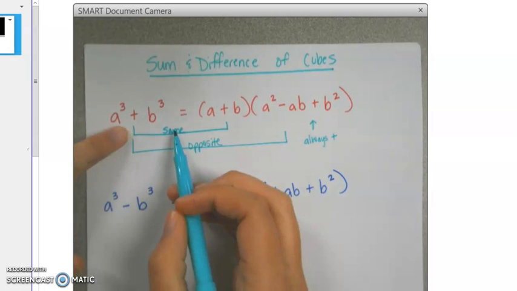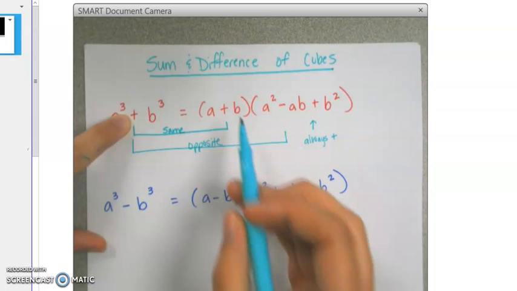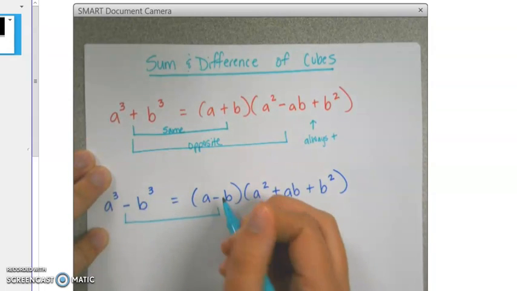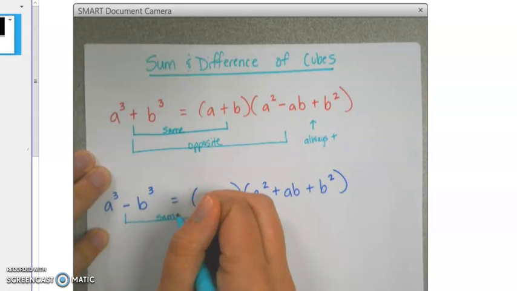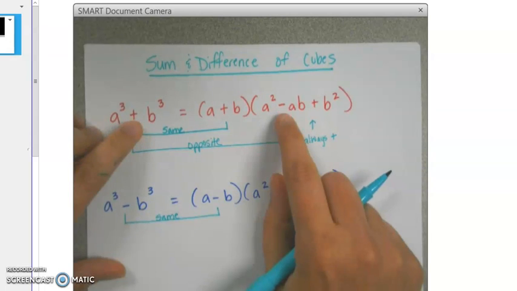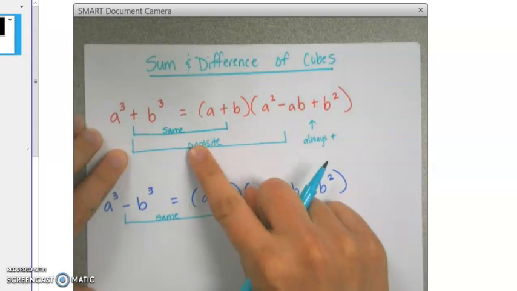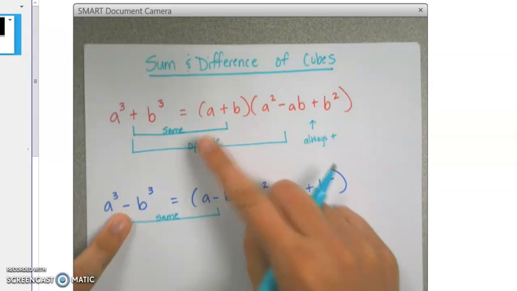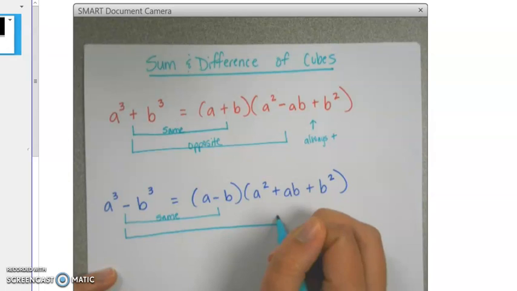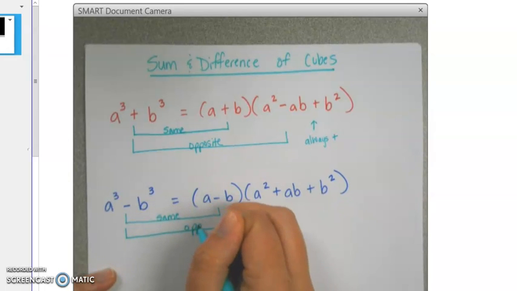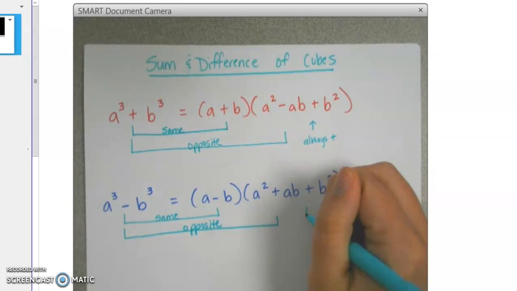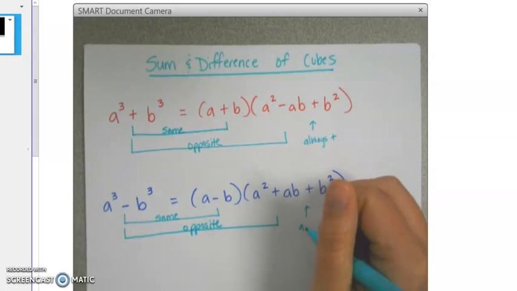So in the first one, it said if you start with a plus, your first sign is a plus. That is still true. If I started with a minus, my first sign is still a minus. These are always the same, no matter what. It said the original sign and the second one are opposite. That is still true. I started with subtraction. My second sign is addition. These are always, no matter which one you're doing, opposite. And again, that last one is always addition.